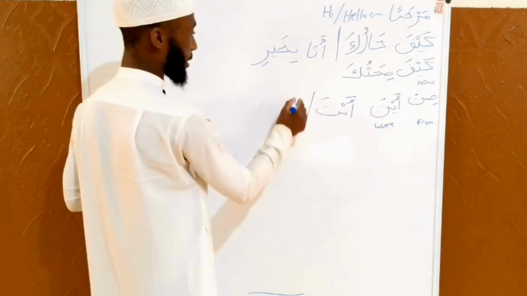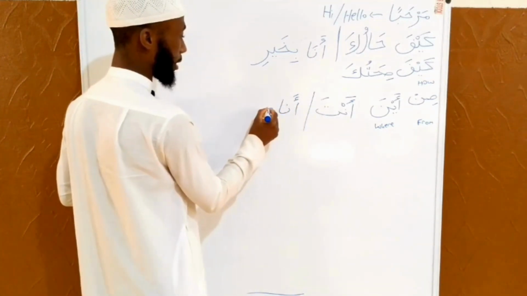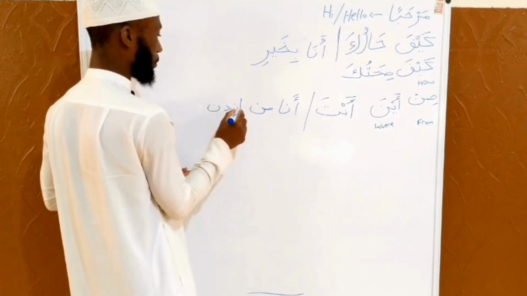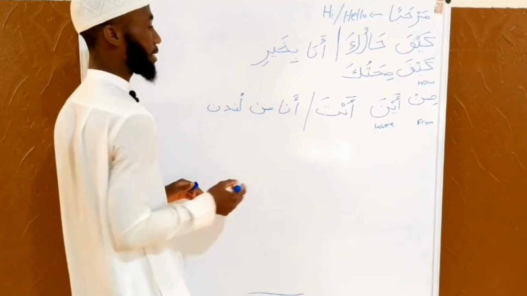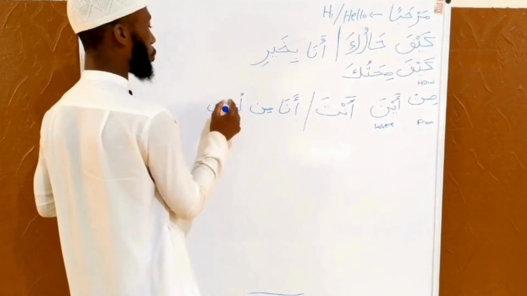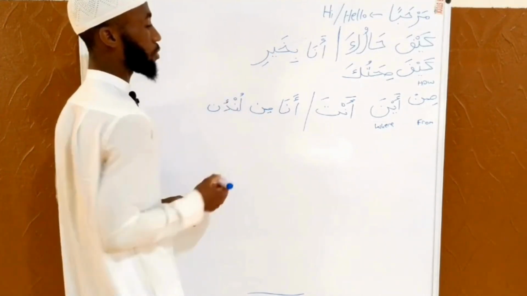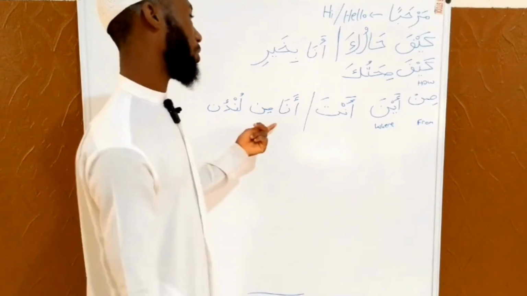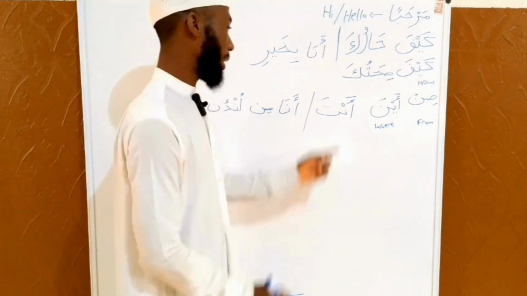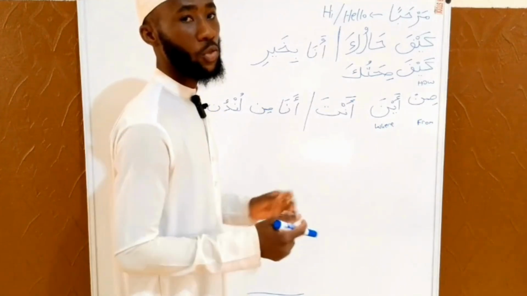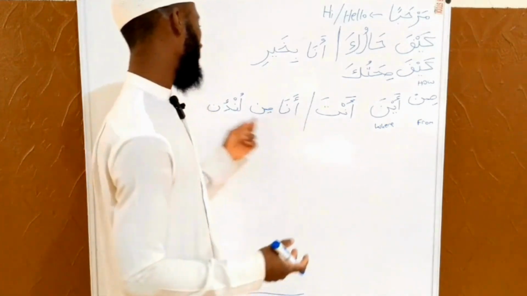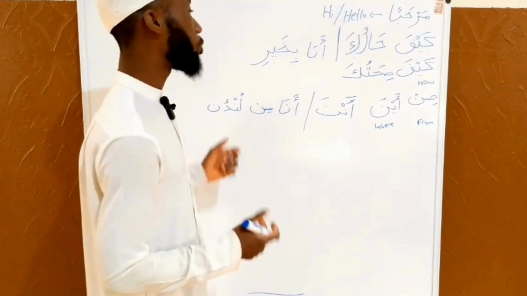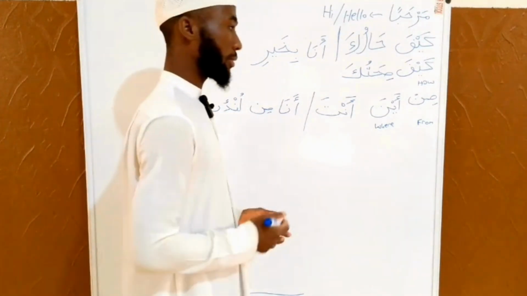You can reply with, okay, ana min London. That's I'm from London. Ana min London. Anta is what? You. Understand? So min aina anta, where are you from? Ana min London, I'm from London. That okay?